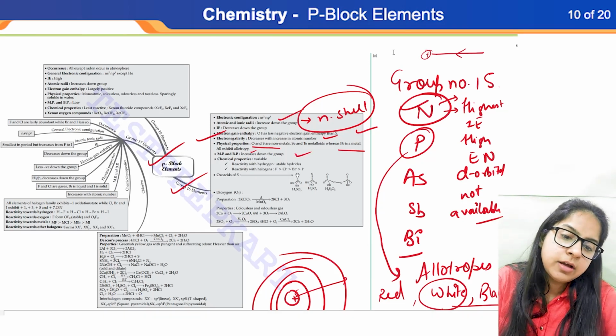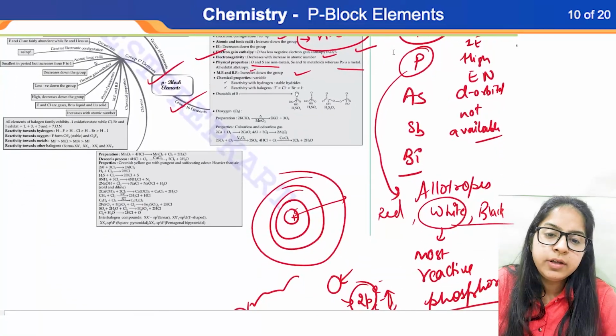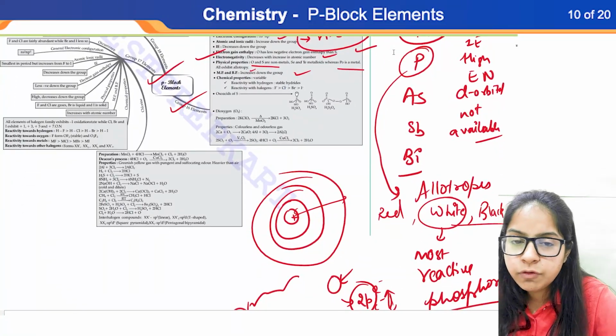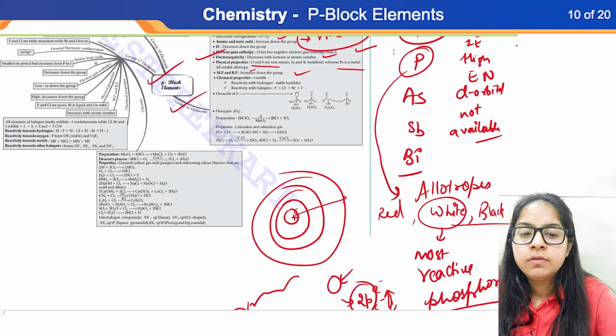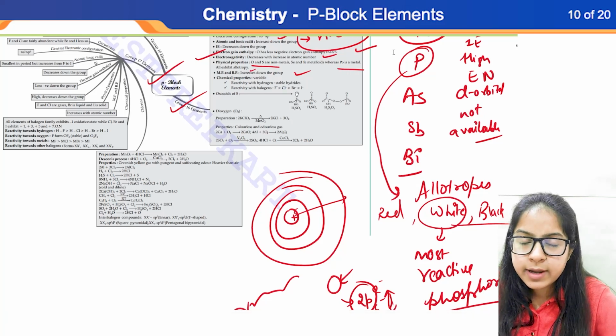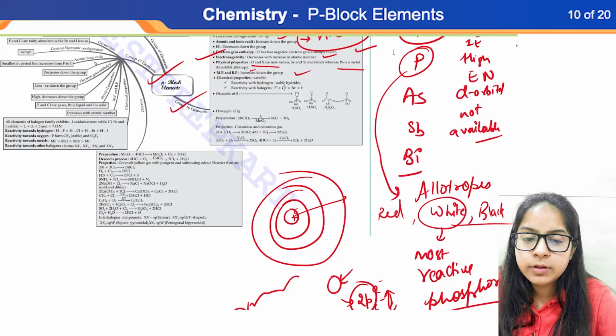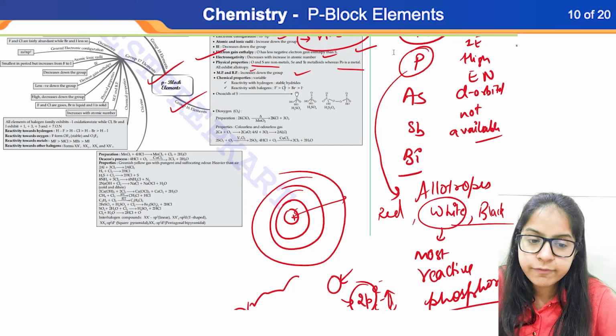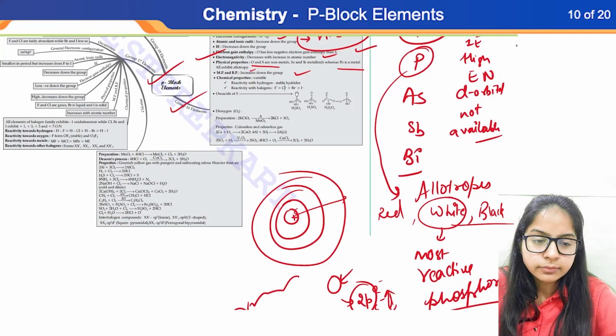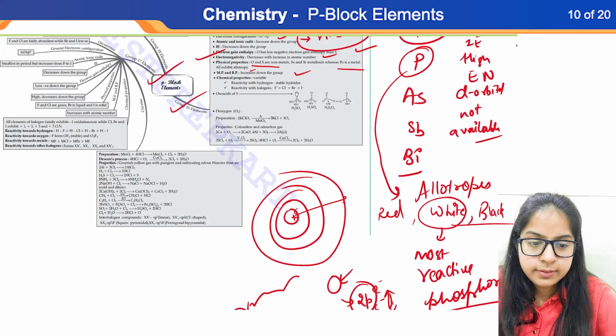Why does it increase down the group? Because of the increase in molecular mass, there is an increase in van der Waals forces of attraction. If any type of interaction is going to increase, then it is difficult to break the interactions, and that's why you need to provide a lot more temperature than initially, when there is less interaction between the molecules. Okay, so that's why melting and boiling point increase down the group.